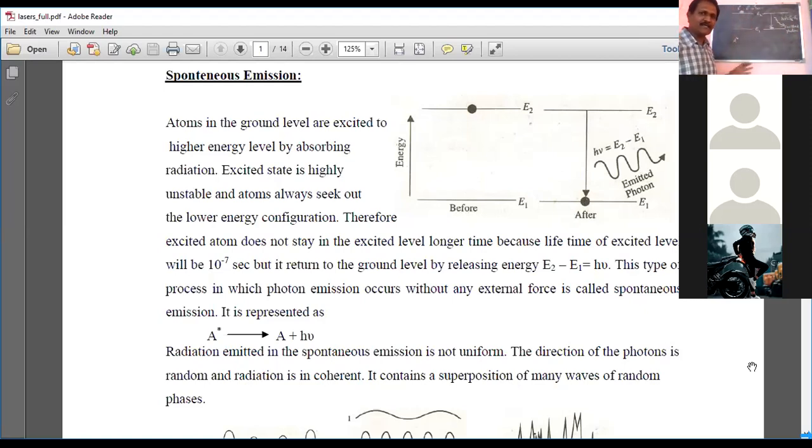So here, why did it emit a photon? Because it is unstable. The atom is unstable in the excited state. It means the excited atom has come down to the ground state, losing its energy, h nu. This is the representation of this process. Now, it is called spontaneous emission because it cannot stay in the higher energy states for a long time, and it loses energy spontaneously. That is why this process is known as spontaneous emission.